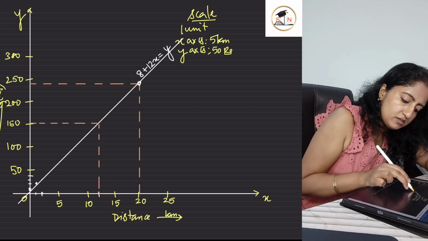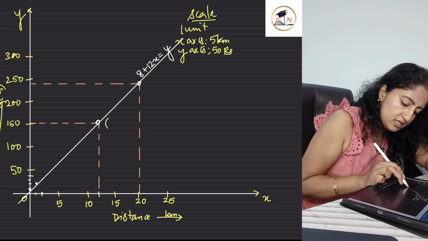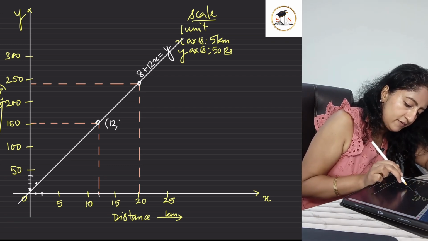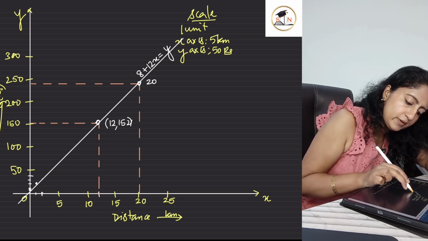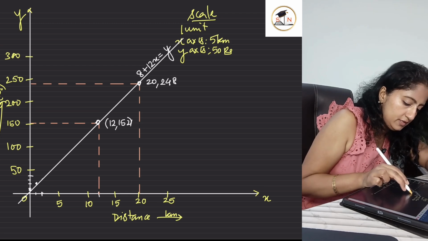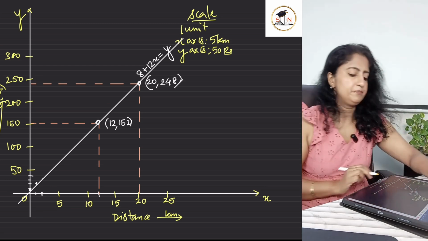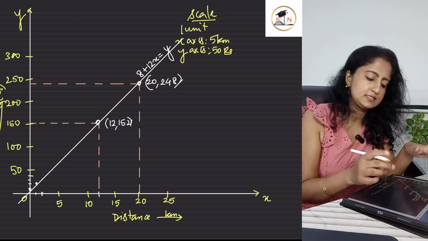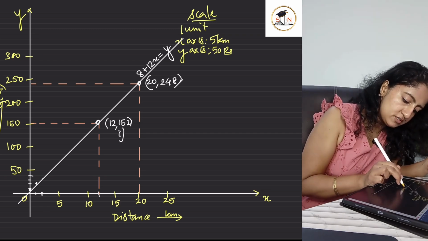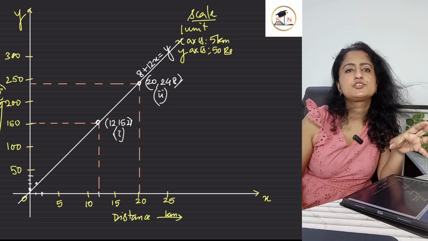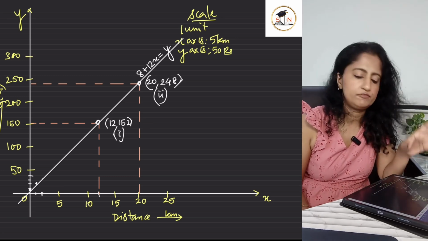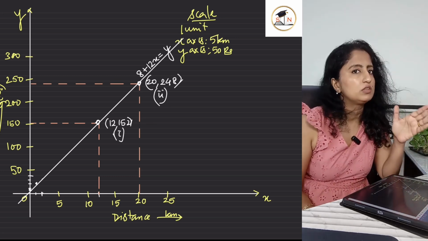And at this point, we have to mark both the points. The values over here are 12 and 152. And the value over here is 20 and 248. Right? So we got the answers. This is your first answer. This is your second answer. When the question says find the values on the graph, you have to do everything on the graph.